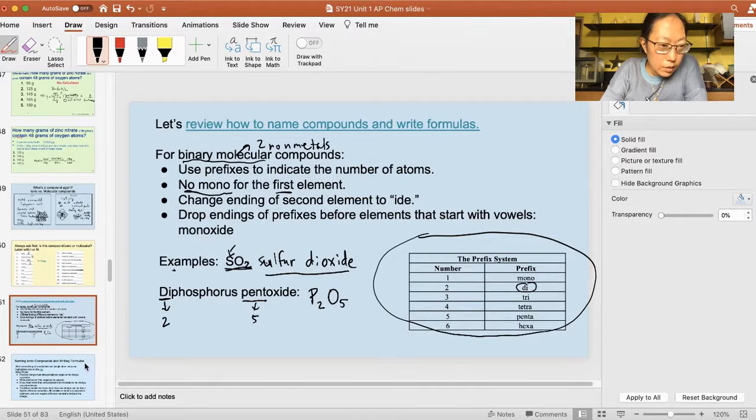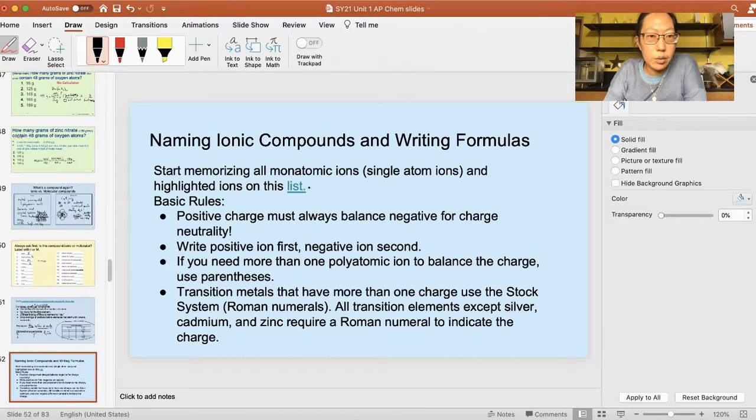Okay, let's go on to ionic compounds. So this list, several of you have seen this already. I highlighted the ions that you should memorize, so start memorizing those ions. These single atom ones are pretty easy. You can memorize them off of the periodic table because there's a pattern for these. But these you will have to memorize. There's a little bit of a pattern, but yeah, make flashcards, and that should help.